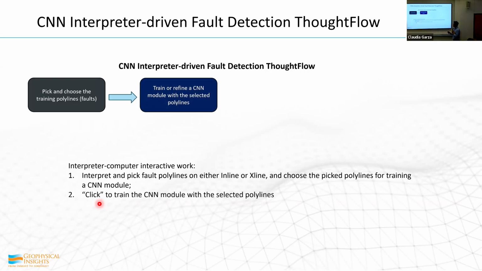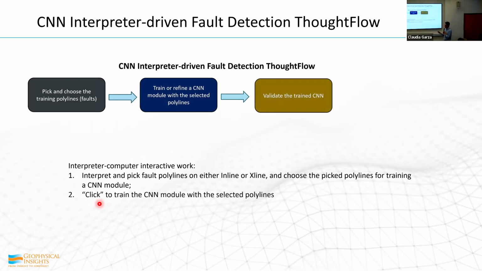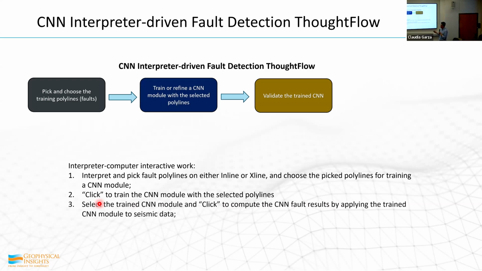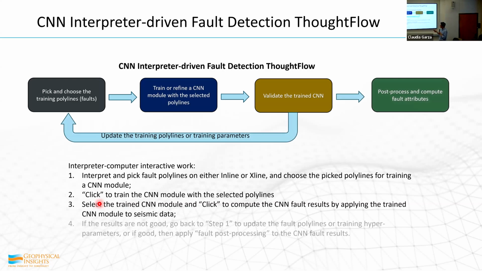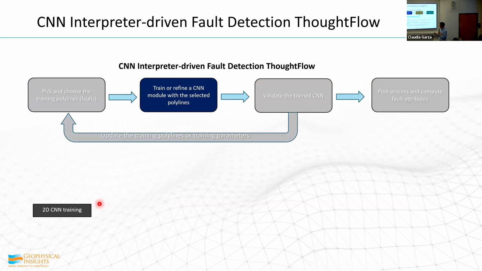So this is showing how it works. Very easy. You just need to use our Paradise 3D viewer, open our polygon and polyline tools, draw some polygons on your seismic data, and input your polygons to retrain our CNN and make it work. The only difference is here: train or refine a CNN module with a selected polygon, which you generate on your 3D seismic data.